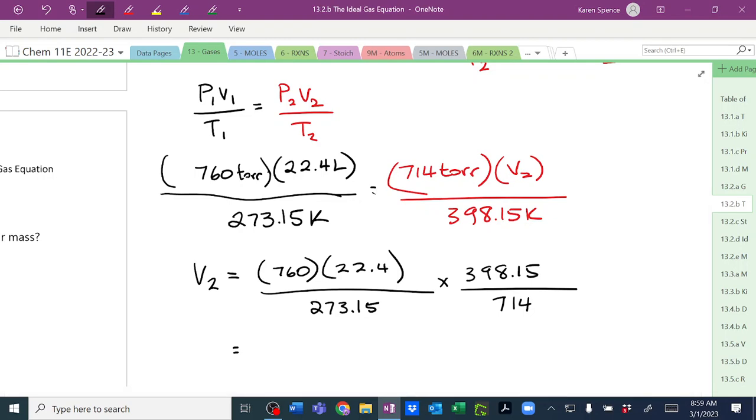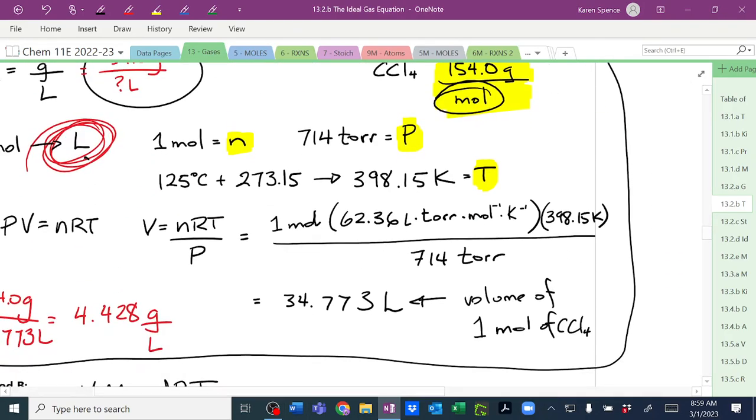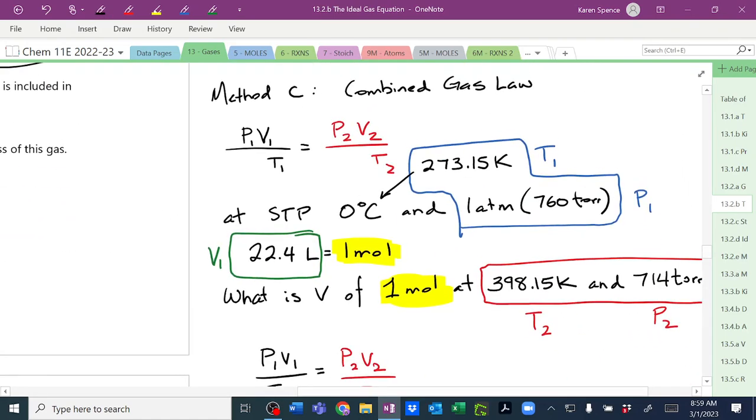Anyway, let's try it again. 760 times 22.4 divided by 273.15 times 398.15 divided by 714 equals 34.75. Is that what we got before when we did it this way up here? 34.77, 34.75. I feel like I've just made a little error somewhere. I'm not quite sure where. We have 1 minute left, so I'm not going to look into it too deeply. But you would end up with liters, and then you could put your 154 grams over liters.